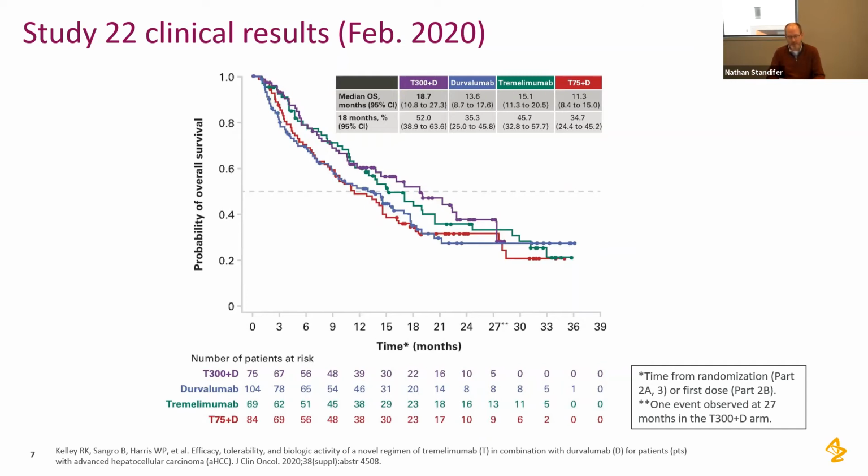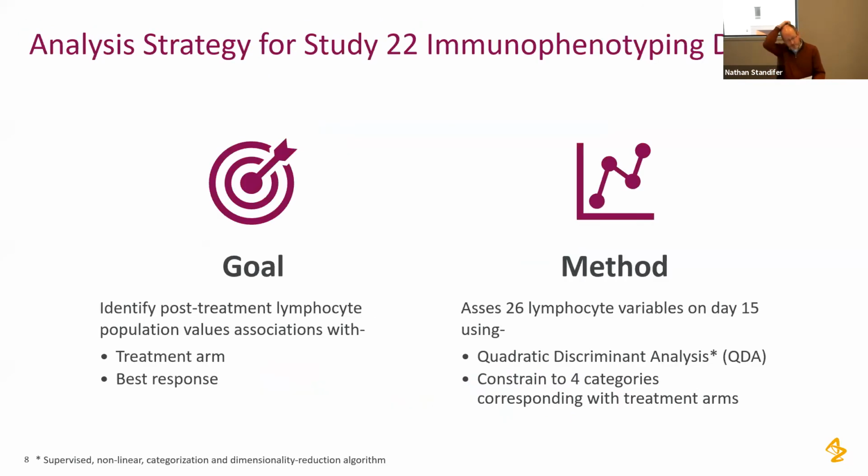In terms of the analytical strategy for immunophenotyping data, our goal was to assess any associations between monitored lymphocyte populations and dose. Since we collected data on 26 discrete lymphocyte populations from each enrolled patient, we opted to use quadratic discriminant analysis. QDA is a supervised categorization and dimensionality reduction algorithm that is used to derive combinations of variables that maximally discriminate among known groups. For Study 22, we constrained the algorithm to assign subjects to one of 4 groups corresponding to the number of enrollment arms.